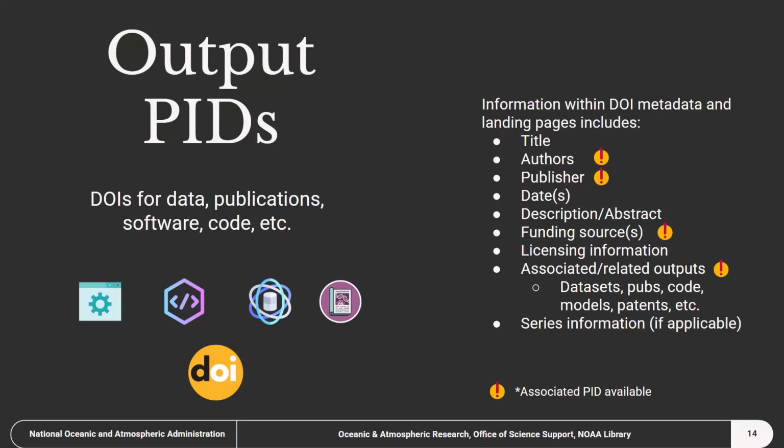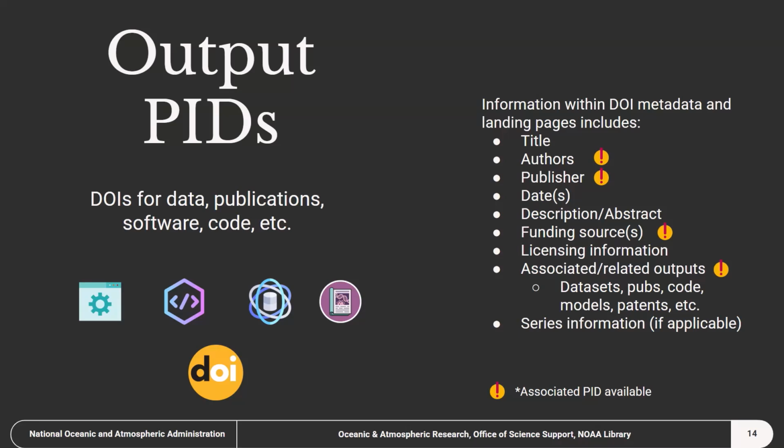Any other associated or related outputs. So, if we're talking about a DOI for a publication, is there a data set DOI? We can include that info, or vice versa. If it's for a data set and there's an associated publication, we can include the DOI for that publication, so on and so forth. And then for us, because we do a lot of publishing of gray literature and series documents, any series information. There are a ton of other things that you can include in an output persistent identifier, a DOI. I'm not going to get into all of them here. These are the key elements, though.